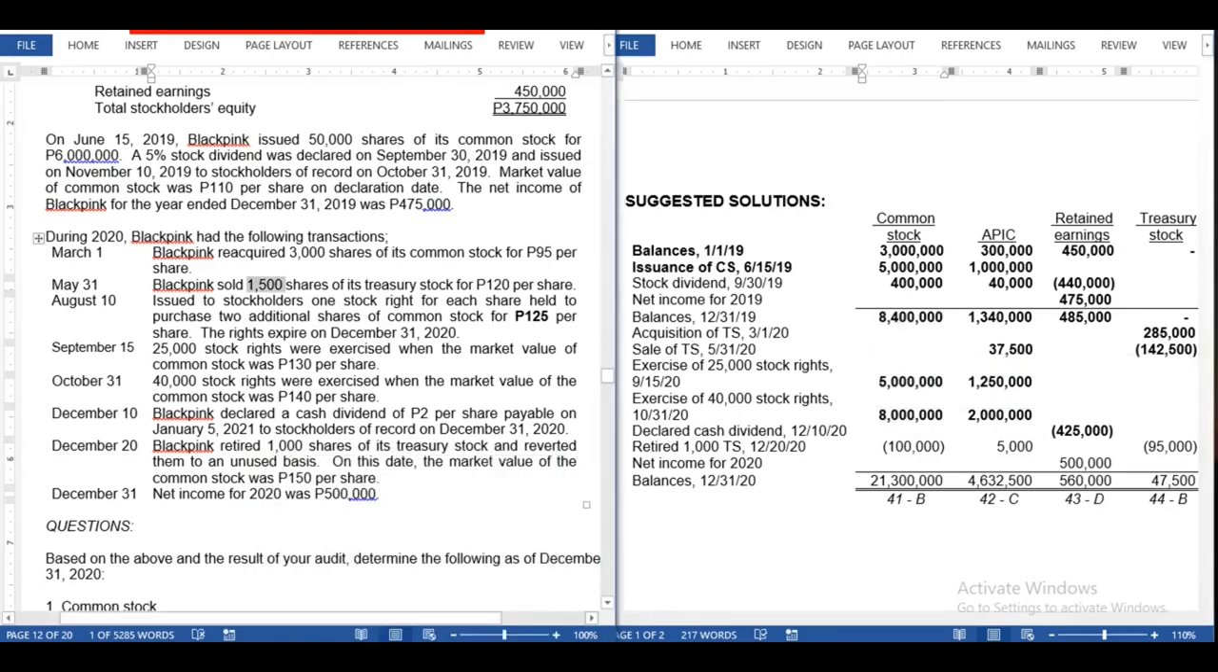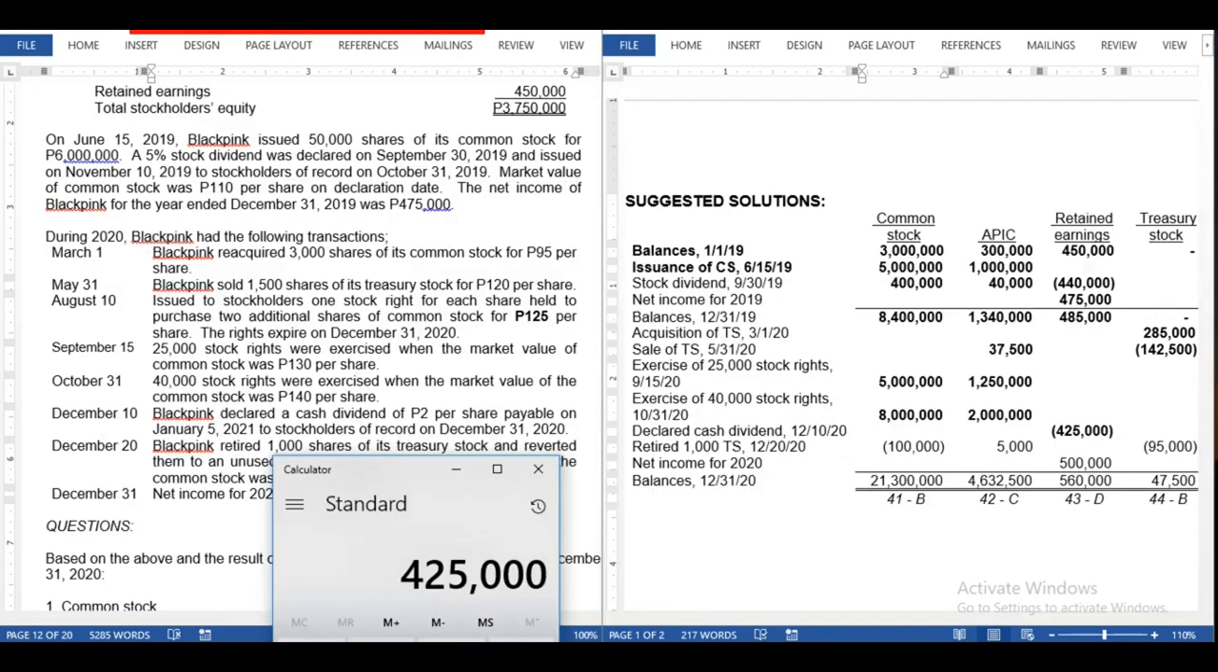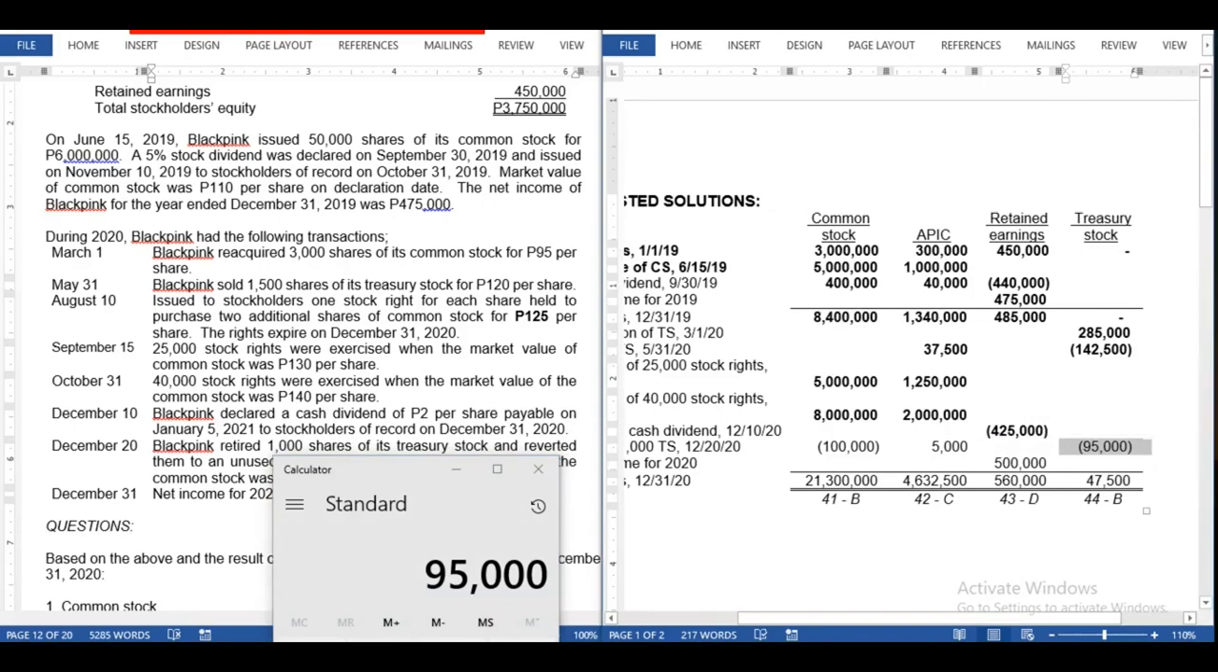And then, at December 20, Blackpink retired 1,000 shares. So, reverted them to the initial basis. On this date, the market value of the common stock is 150. So, disregard this one. Kasi the basis of this one is yung cost. So, 1,000 yun ang retired na shares. Multiplied by the cost per share na 95. Di ba, 95 yung cost ng share. So, therefore, sa treasury stock, deducted yung 95.